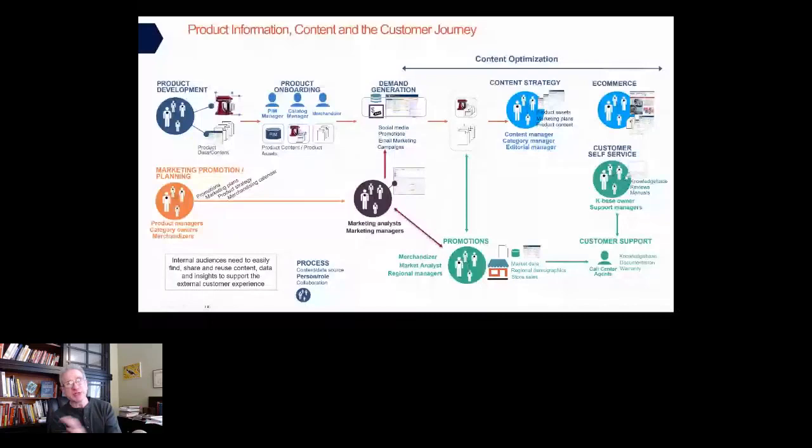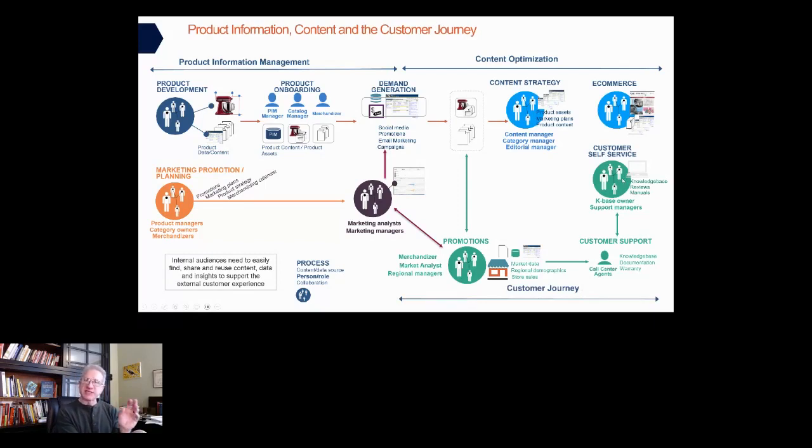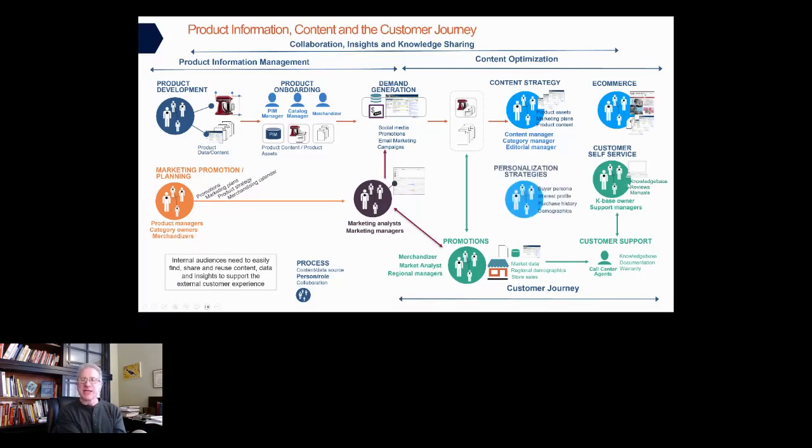So we have to have maturity in content optimization. We have to have maturity in product information management. We have to have that deep understanding of the customer journey. And we need to have that knowledge and insights from the experts in the organization and collaborate up and down that food chain. Then you can have personalization, right? Personalization isn't an add-on product. It's a combination of the signals and the information from a lot of these different sources.